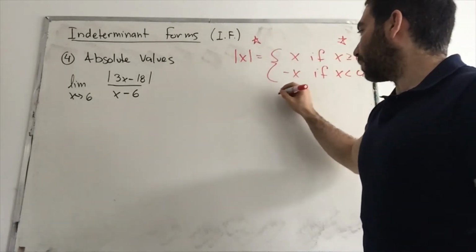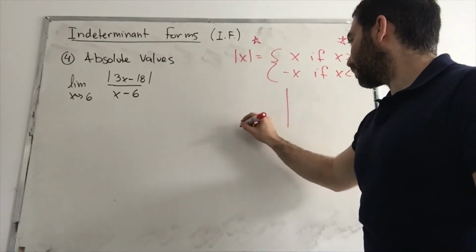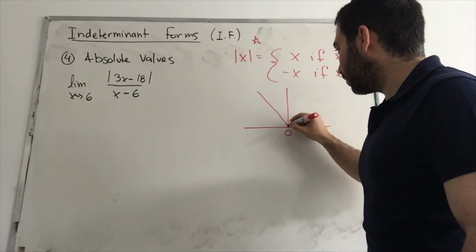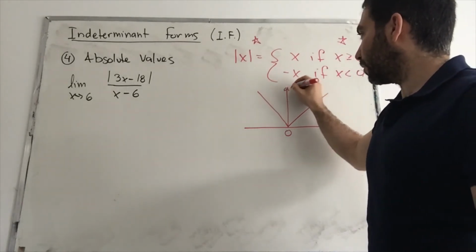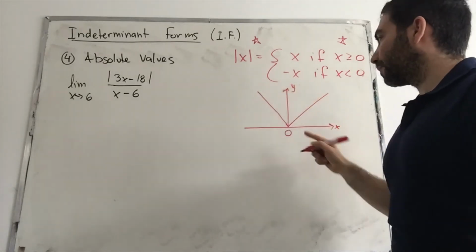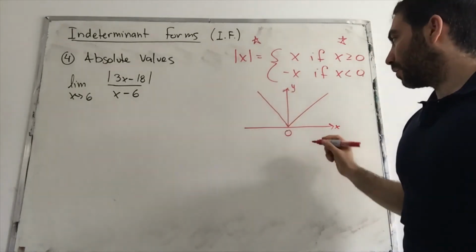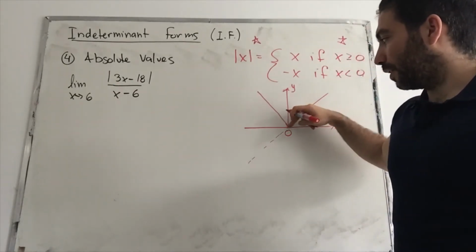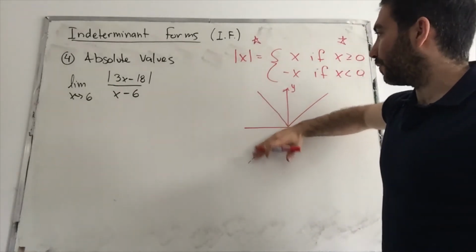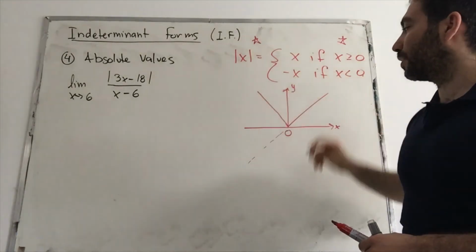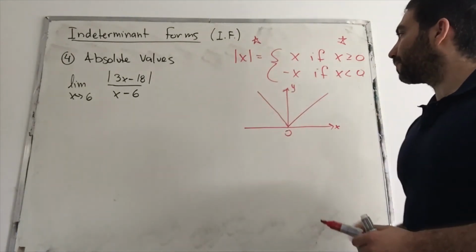Think of the absolute value function. It's essentially a V that passes through the origin. This is the y-axis, this is the x-axis. It's supposed to be a straight line, but essentially here we don't want any negative values, so the negative side is flipped and turns positive. That's what this is telling us.